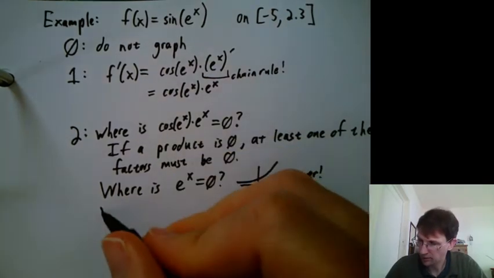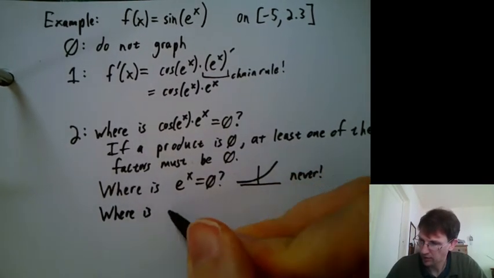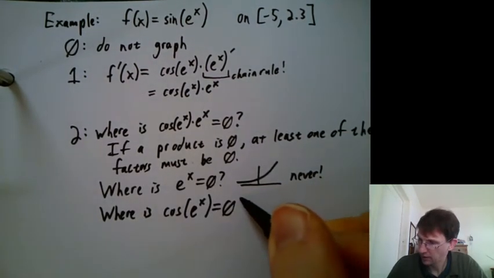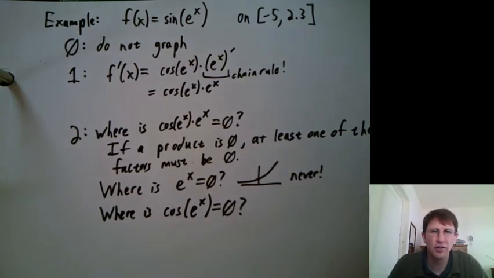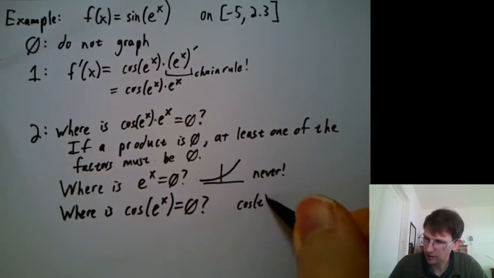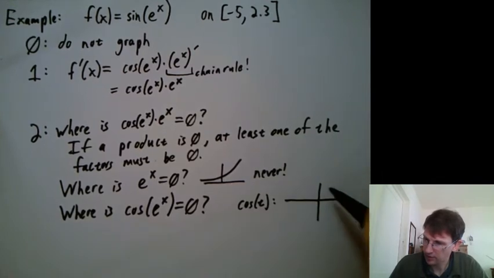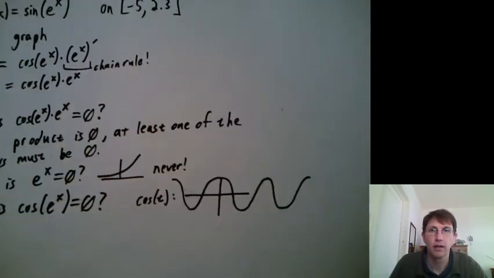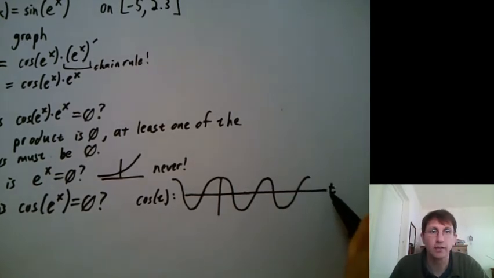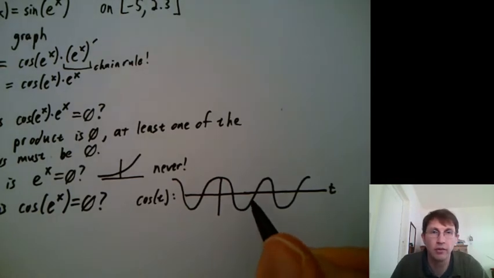Let's do the other part. Where is cosine e to the x equal to 0? You could try taking arc cosine or something, but I think a graphical approach will be handy here. Let's just think, how does cosine of t look? Let's draw cosine of t. Looks like that, and again. So I'm not saying this is x, this is t, just thinking plain old cosine.